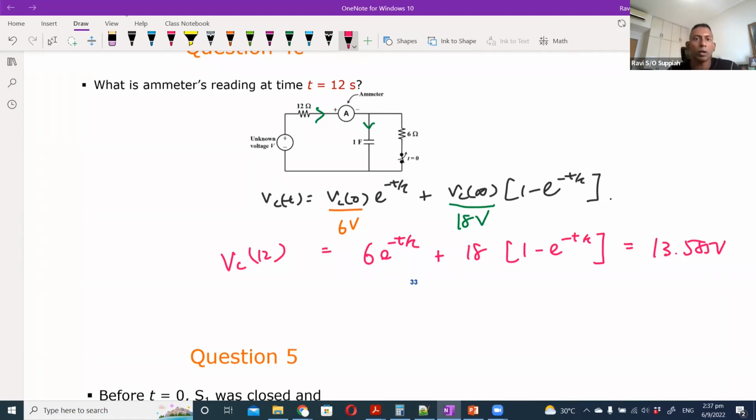Okay, so at 12 seconds, you get this voltage. So the current at that time is again Ohm's law, right? 18 minus 13.585 over 12 ohm, which will give me 0.368 ampere.